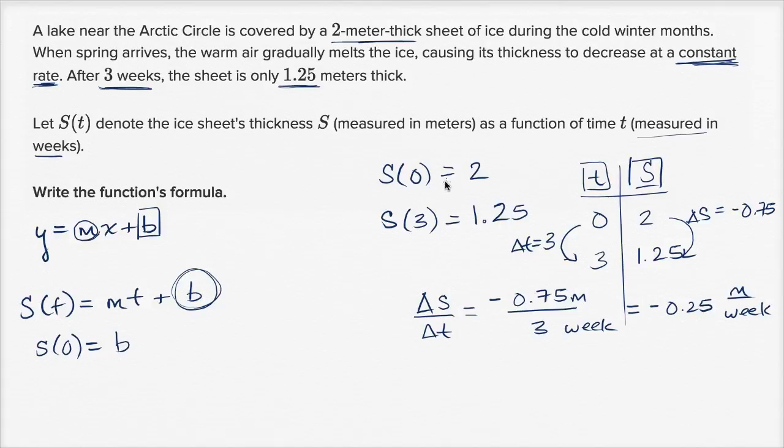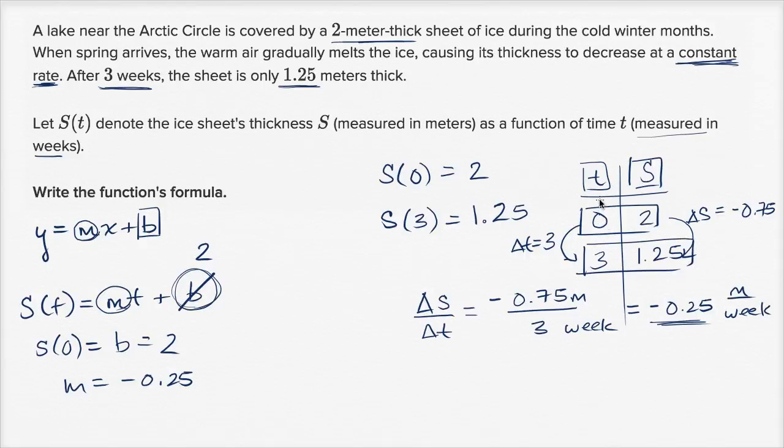But we already know that this ice sheet starts off at 2 meters thick. So s of 0 is equal to b is equal to 2. So b is equal to 2. And what is m? Well, we've already said that's our rate of change. That is our slope. That is how much our thickness changes with respect to time. And we already figured out that that's negative 0.25. So m is negative 0.25. You could say that m is the slope between the point 0, 2 and the point 3, 1.25, if we were plotting these points on a t-s coordinate plane.